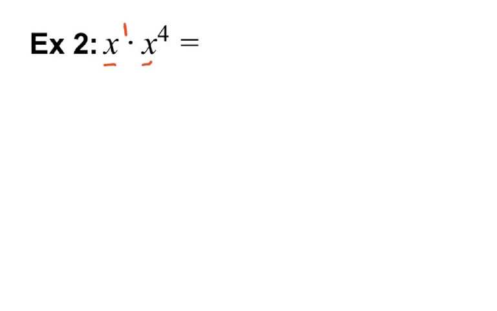And now we're good to use our property. So we can say, well, this is just x to the 1 plus 4 power, and 1 plus 4 is 5. So this simplifies to x to the 5th power.